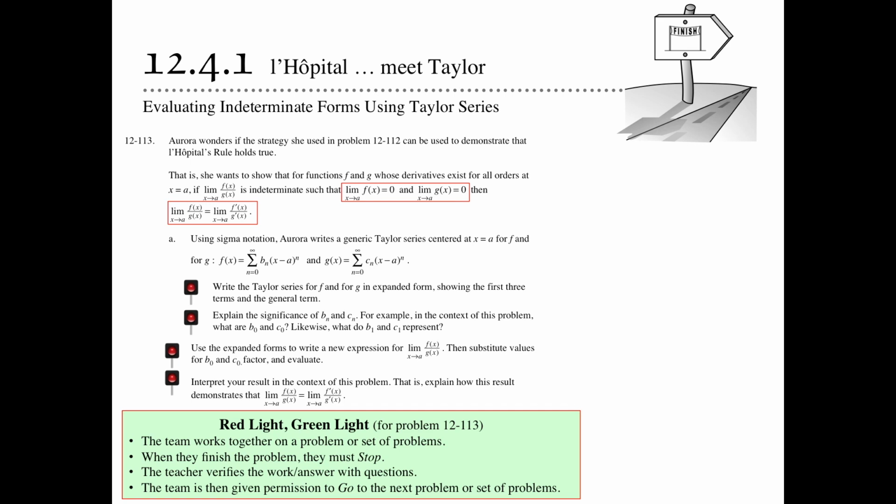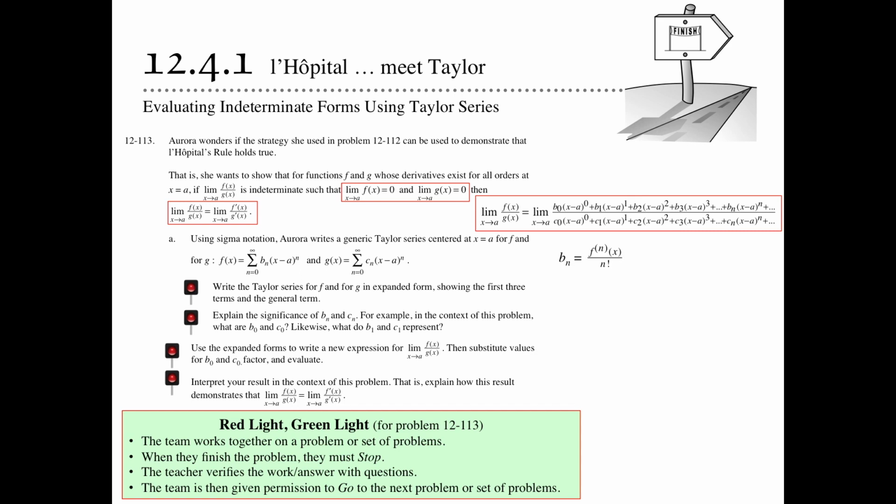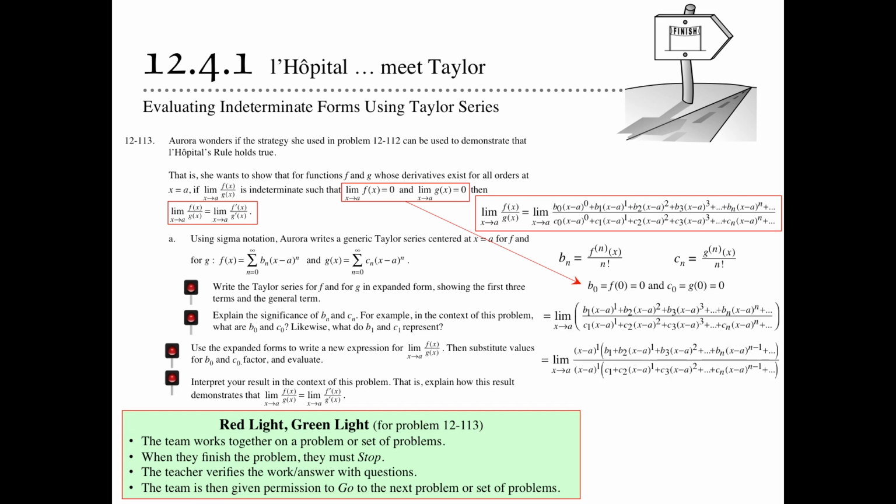Now, what happens in this problem is that students will rewrite this limit using generic Taylor series for f and g in the numerator and denominator, letting b sub n represent the coefficients of the series for f, and c sub n represent the coefficients for the series of g. So, since b sub 0 and c sub 0 represent f of a and g of a, which both equal 0 when x goes to a, then this limit can be simplified and factored and then reduced to the limit as x goes to a of f prime over g prime, and this demonstrates that L'Hopital's rule holds true.